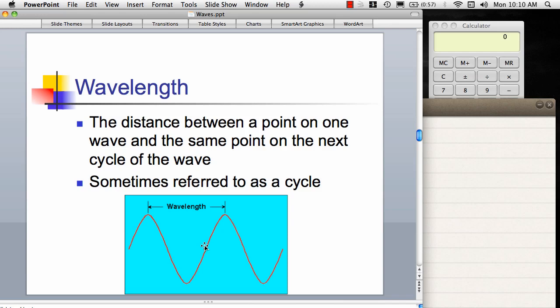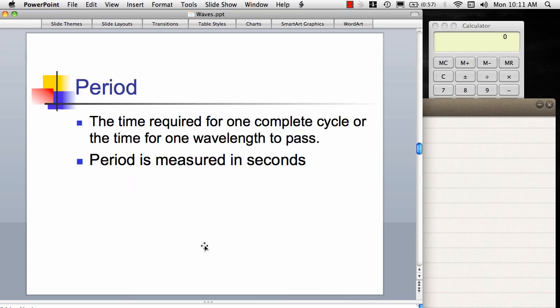If we were to look back at our longitudinal wave, it would be in between two similar points of compression or two similar points of rarefaction. Wavelength is measured in meters or any derived units such as kilometers, centimeters, millimeters, or any other type of unit for length. Period. Period refers to the time for one complete cycle to pass. Period is measured in units of time or seconds.